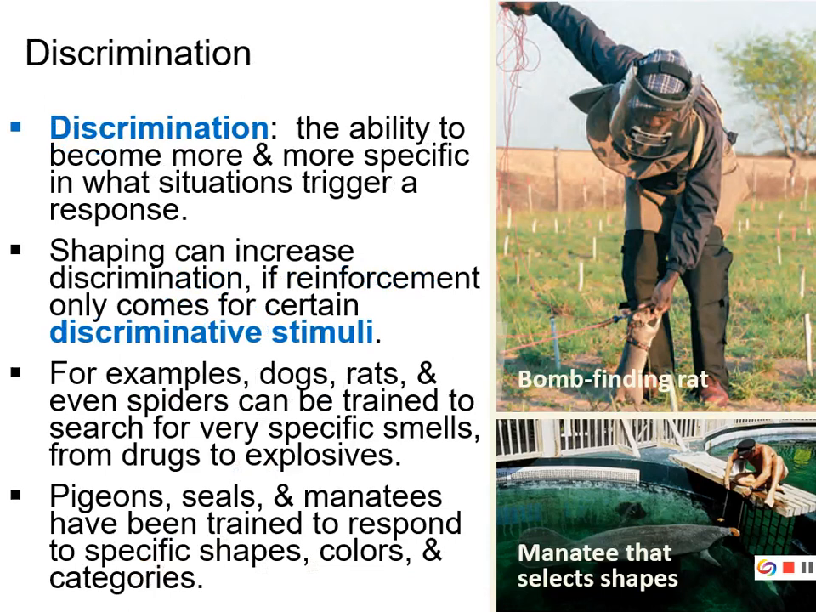Anyway, we find that when it comes to operant conditioning, people and animals learn things more complex than just behavior and consequences. They learn that in some situations, behaviors lead to different consequences.